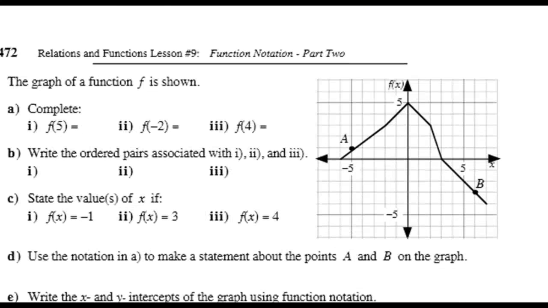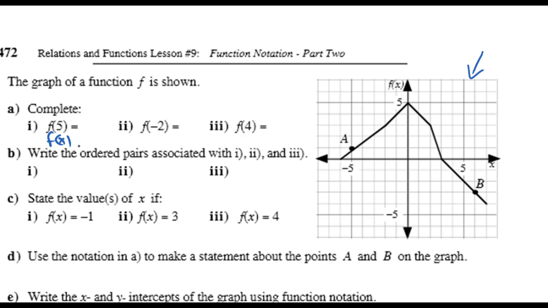Now we're going to get into some graphing. The graph of a function is shown. We have some funky graph over here. It looks like it passes the vertical line test, so therefore it is a function. We're going to see if we can find some outputs. We want to know what the output is when the input is 5. In other words, when x is 5, remember this is f at x. So when I input x is 5, what do I get on the output?